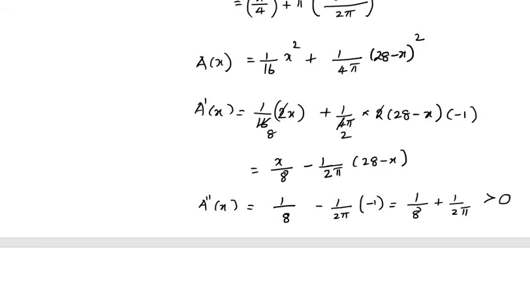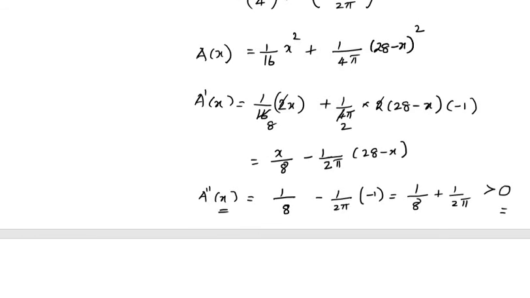Therefore, whatever value you get will always be a point of maximum only. Sorry, point of minimum only. Whatever value you get for x, that will be a point of minimum. The reason is, whatever may be the value of x, the double dash of x is greater than 0.